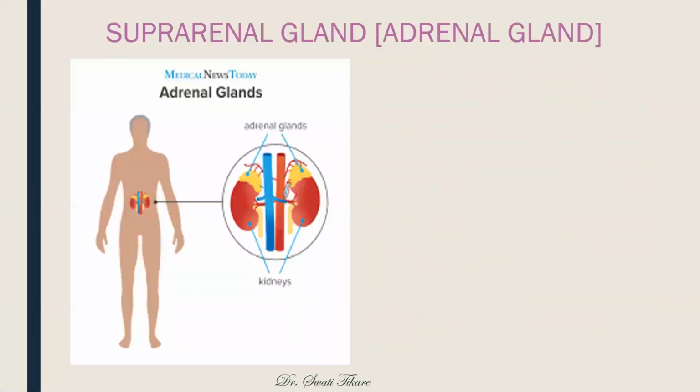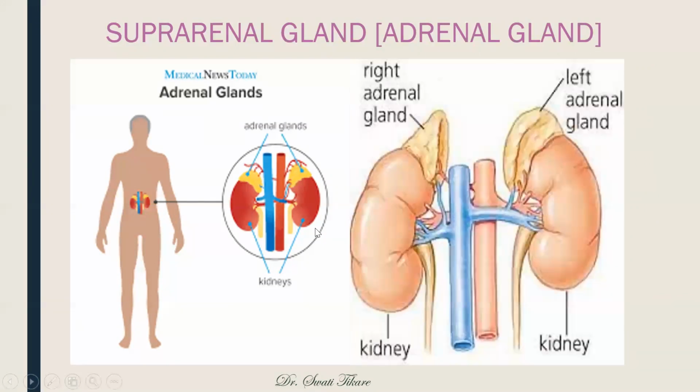So let's learn about the adrenal gland. The adrenal gland is an endocrine gland which lies above the kidney on both sides, as the name suprarenal gland suggests. On the right kidney, it appears like a triangular shaped structure, whereas on the left kidney, it appears more like a half moon shaped structure.